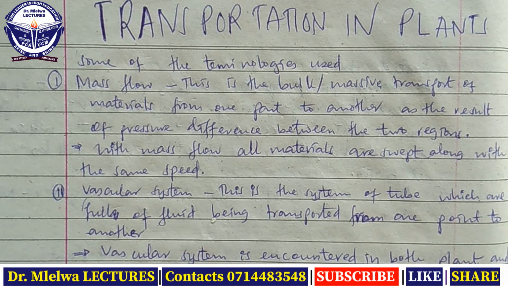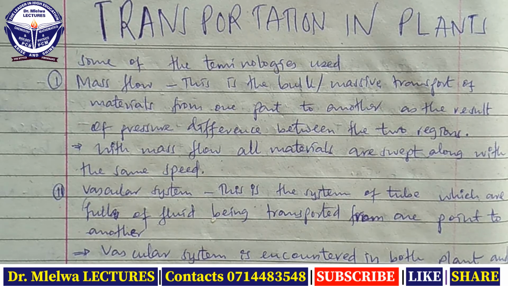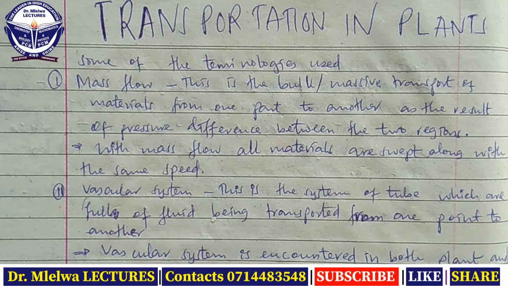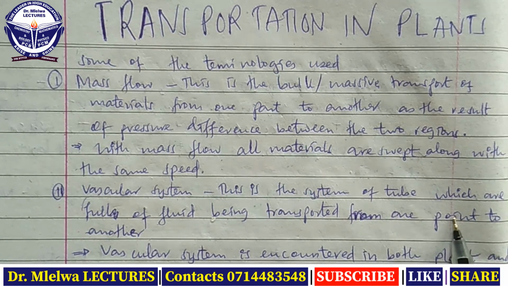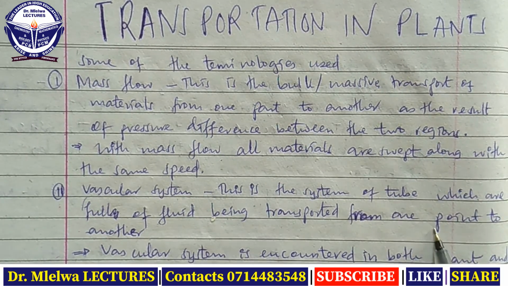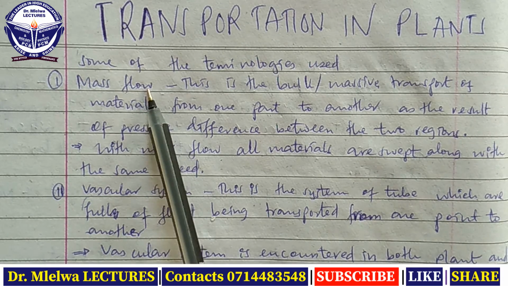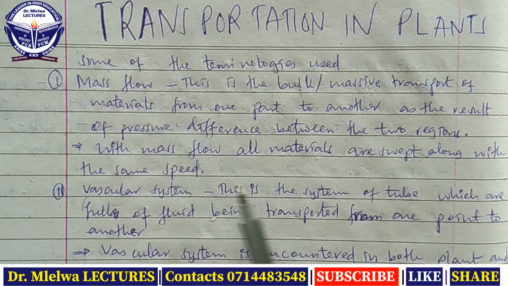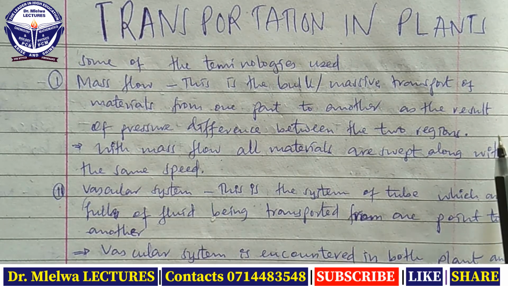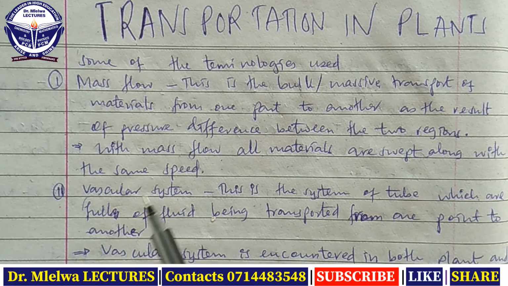And then from there, we have another terminology which is vascular system. I know maybe somewhere you've heard about the vascular system in your Form 2 biology, and the meaning remains the same. This is the system of tubes full of fluid being transported from one point to another. And the means by which fluid is transported in this vascular system is through mass flow. So mass flow is the method through which these fluids are transported from one part of the plant to another through the vascular system.